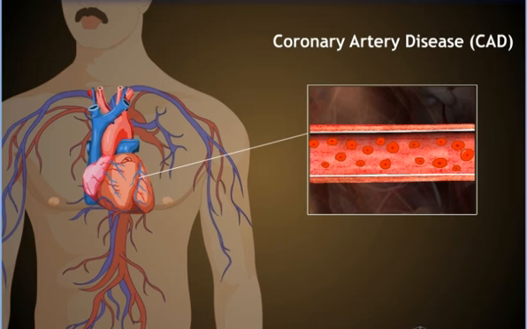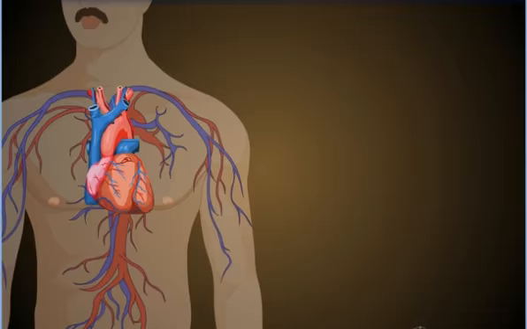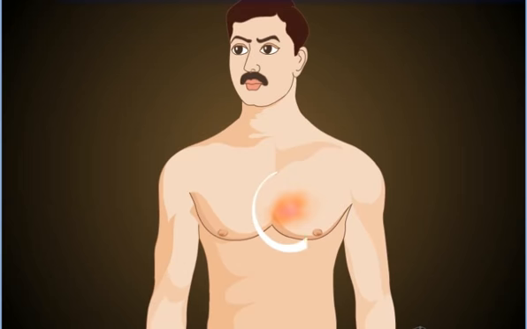One of the symptoms of CAD is angina, caused by insufficient supply of blood to heart muscles. In angina, pain occurs in the chest and sometimes in shoulders, arms, neck, jaw and back. In such a situation, proper diagnosis is required. Angiography helps in diagnosis and evaluation of cardiovascular problems.